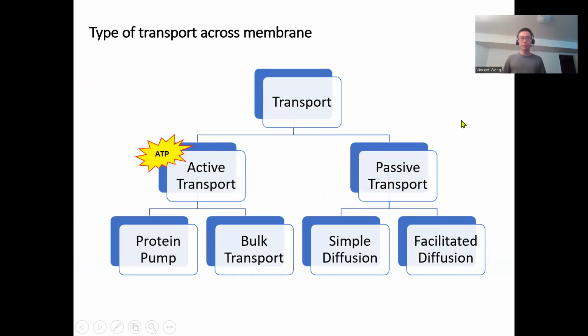Now we're going to talk about a different kind of transport. Finally, we know about diffusion, we know about osmosis, but there are other ways for things to get in and out of the cell. And depending on whether or not it requires energy, we would classify it as active transport or passive transport.